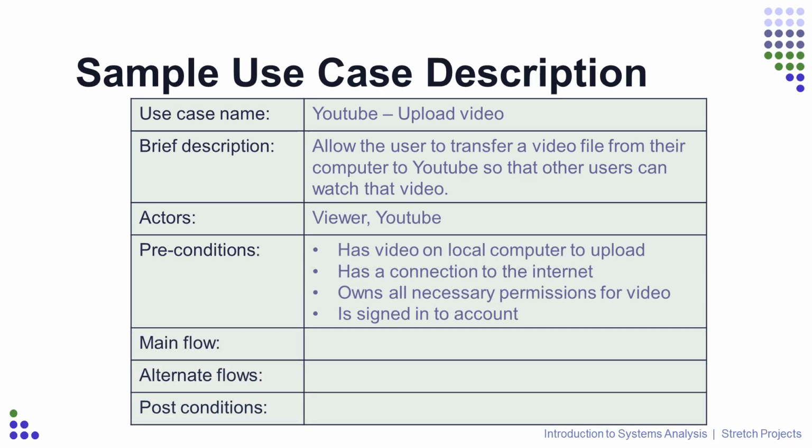Preconditions are all of the conditions that must be true in order for the action to take place. They are things that are checked at the start of the process. Some of these conditions will be very simplistic, such as the need to have a video available on your local computer in order to upload a video. Or they may be more abstract, like owning all of the required permissions in order to upload a video.